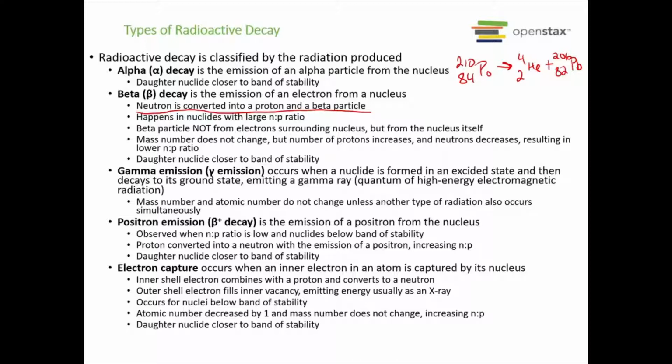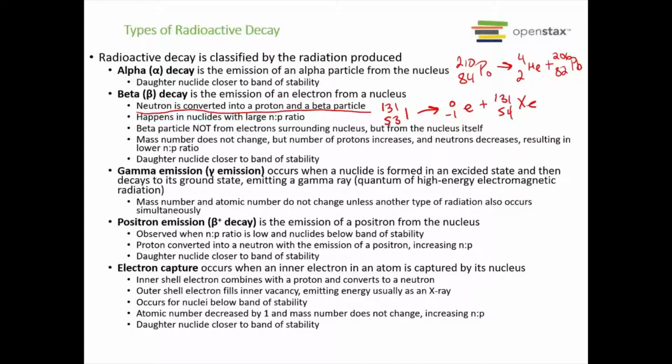This happens when you have a nuclide that has a large neutron to proton ratio. The mass number does not change, but the number of protons increases and the number of neutrons decreases. So this overall lowers the neutron to proton ratio, bringing the daughter nuclide closer to the band of stability. An example here is iodine-131, giving off a beta particle, and this decays to xenon-131.